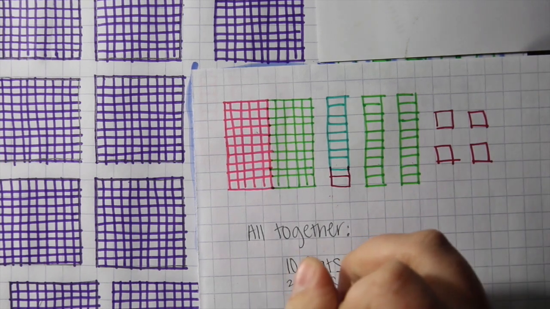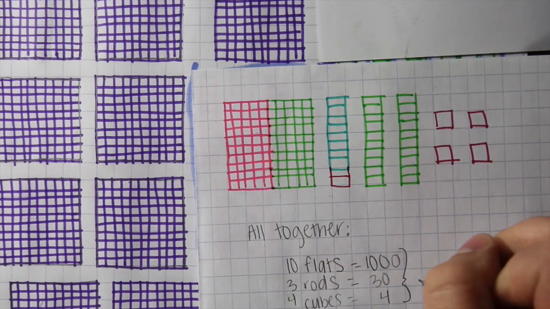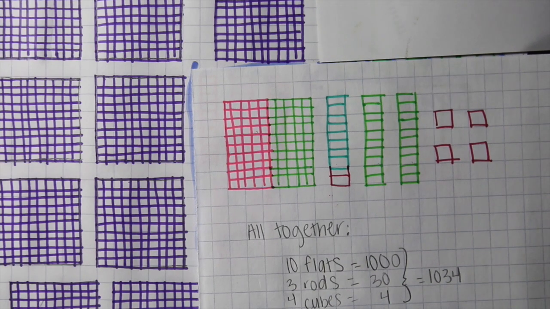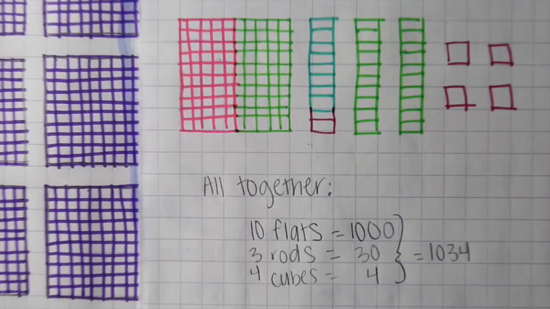And then finally, I have 4 blocks remaining, which are my 1 value, so that would just be 4. So altogether, I have 1,034 as my sum.